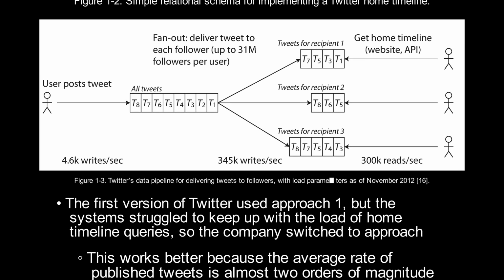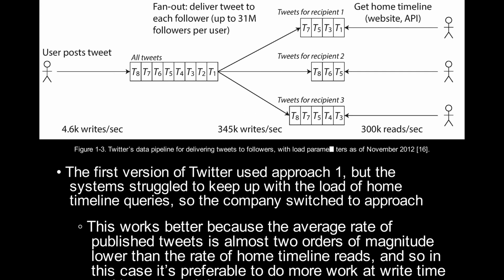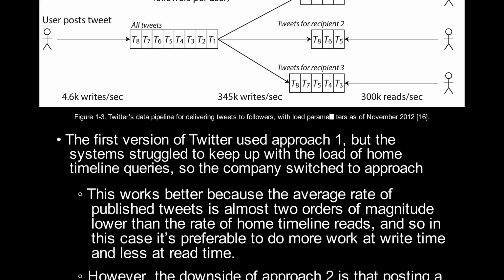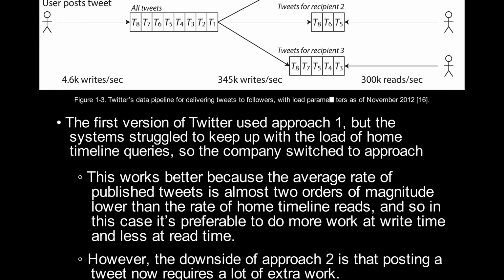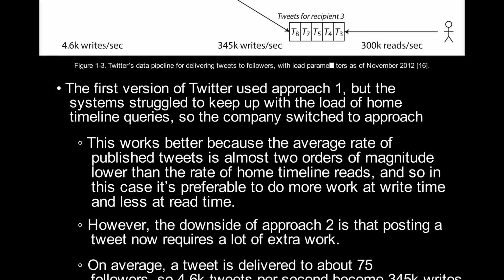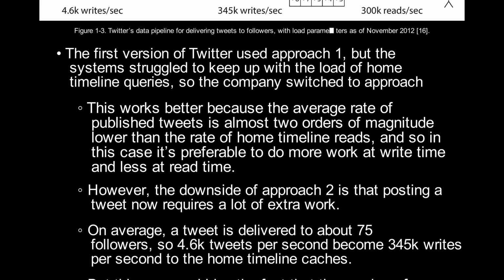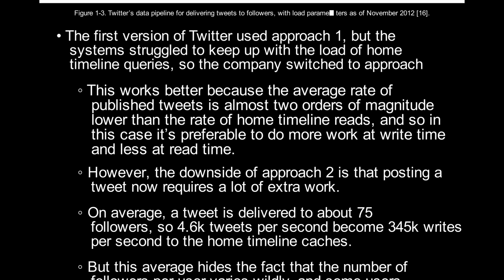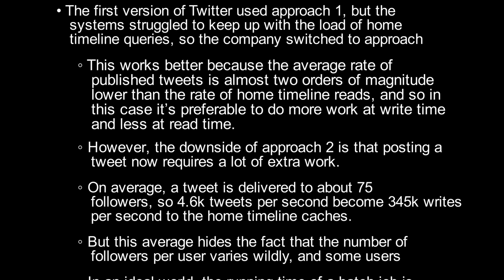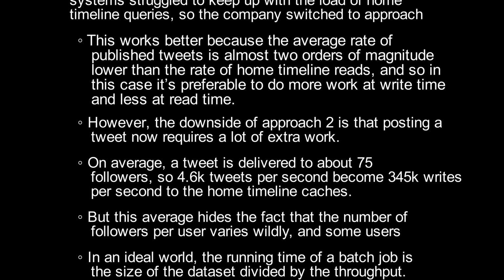The first version of Twitter used Approach 1, but the system struggled to keep up with the load of home timeline queries, so the company switched to Approach 2. This works better because the average rate of published tweets is almost 2 orders of magnitude lower than the rate of home timeline reads, and so in this case it's preferable to do more work at write time and less at read time. However, the downside of Approach 2 is that posting a tweet now requires a lot of extra work. On average, a tweet is delivered to about 75 followers, so 4.6K tweets per second become 345K writes per second to the home timeline caches.